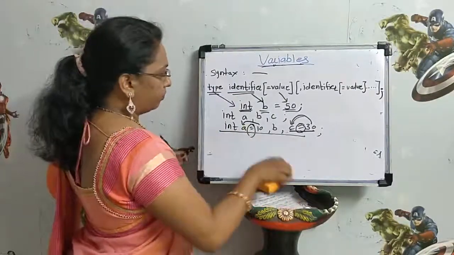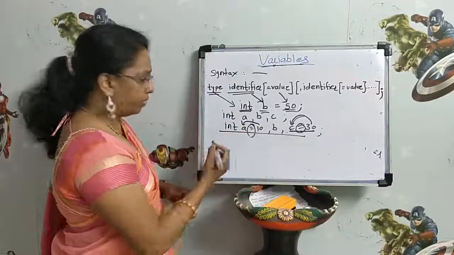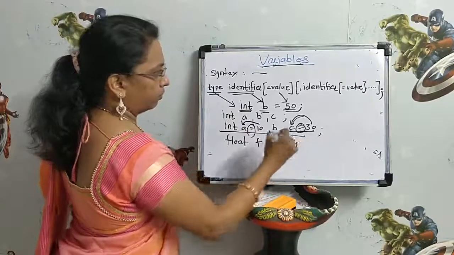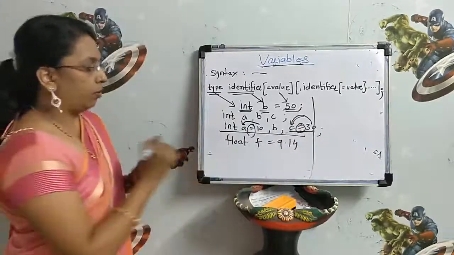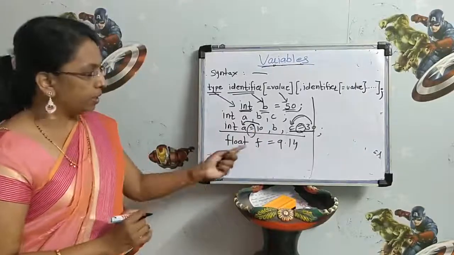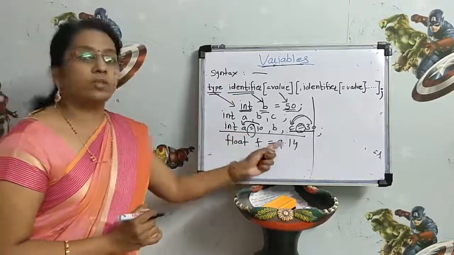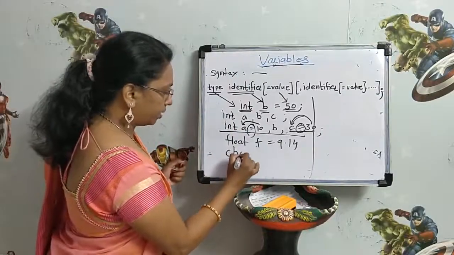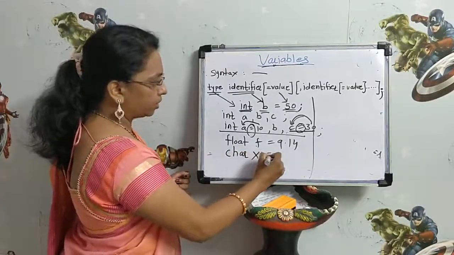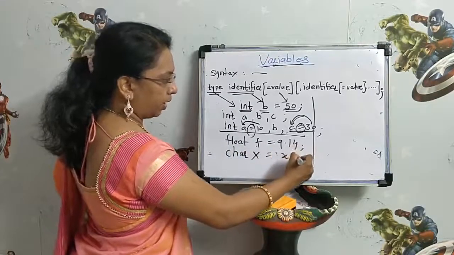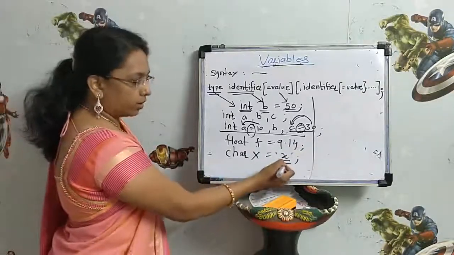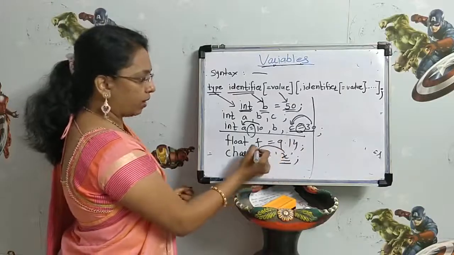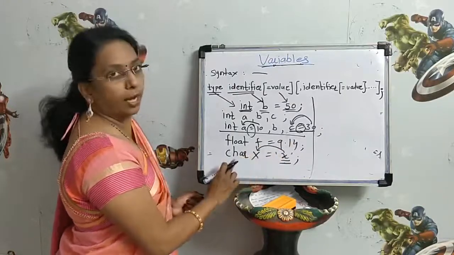Now see, similarly, whenever I have another type of data, let's say float, float f equal to 9.40 means f is a variable of type float which will store the value as a floating point value. Likewise, if I have a character type, let's say x, which is going to store this x, a single character, we need to give it in single quotes. So this value is going to be stored in the x variable which is of type character.